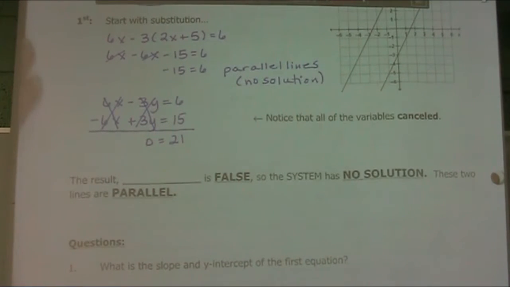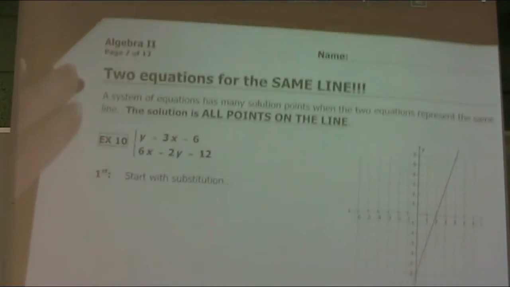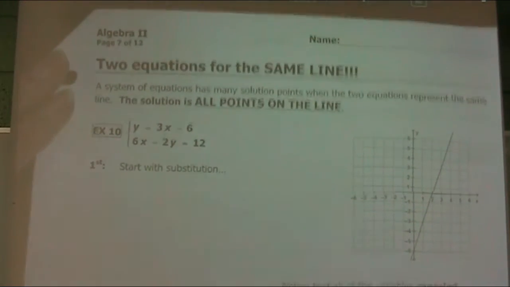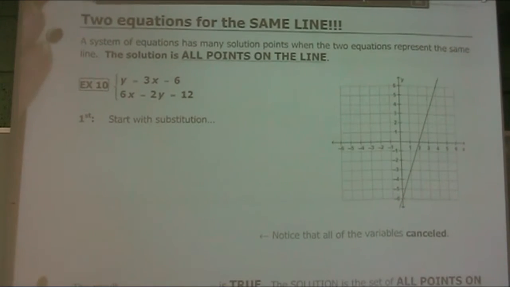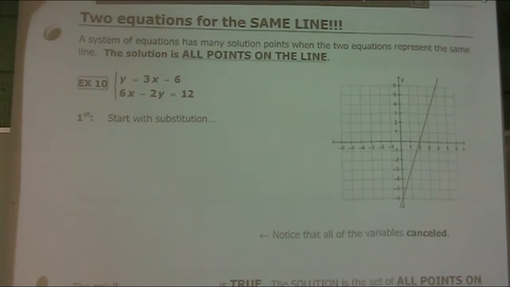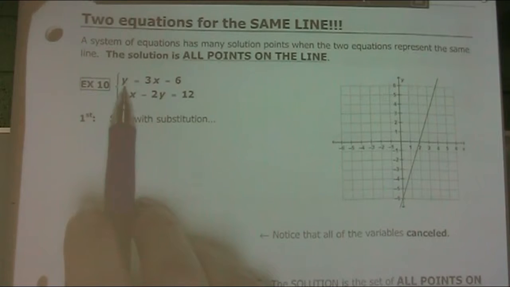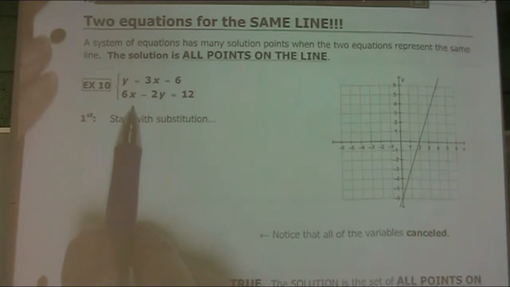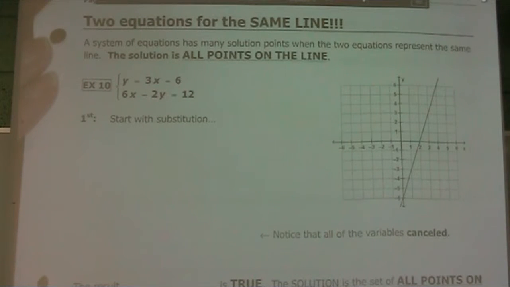All right, let's go ahead and go to the next page, page 7, and we have an example at the top of the page. This is a situation where you have two equations for the same line. And you don't notice that because one's written in slope-intercept form and one is written in standard form. All right, so they don't look like the same line. So you're not necessarily going to notice. But in fact, in this case, they are the same line.